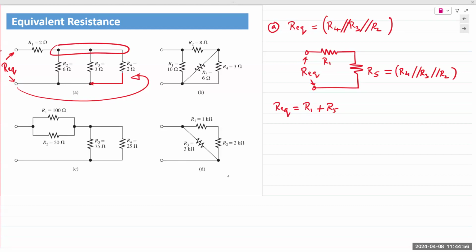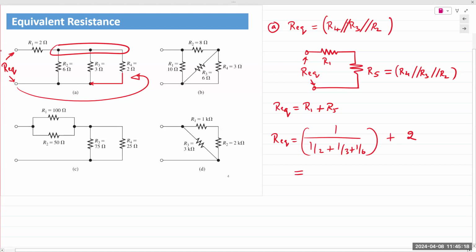So what is the answer? Req is 1 over 2 plus 1 over 3 plus 1 over 6. What do you have? Anyone? 3? How about just the parallel connection? That is absolutely correct.